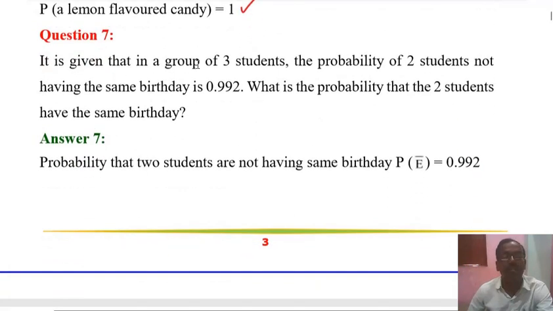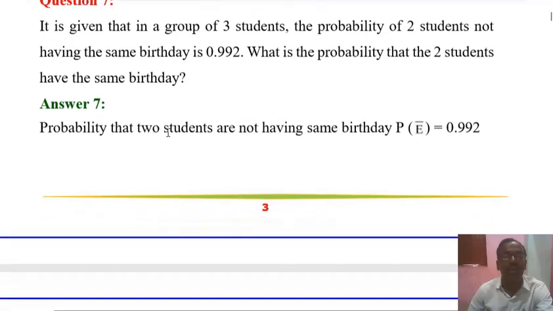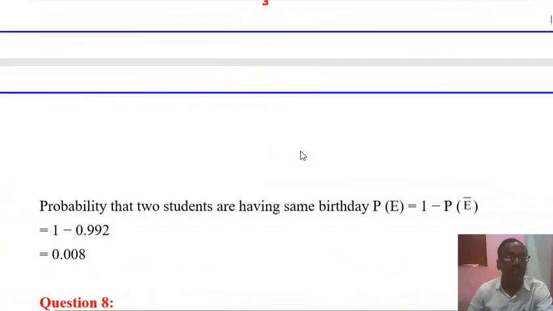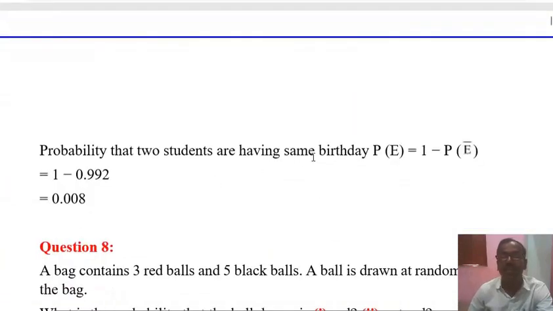It is given that in a group of 3 students, the probability of 2 students not having the same birthday is 0.992. What is the probability that the 2 students have the same birthday? It means that probability of the event plus probability of not the event equals 1. So the probability that 2 students are not having the same birthday is 0.992. So the probability that 2 students are having the same birthday equals 1 minus probability of not the event.